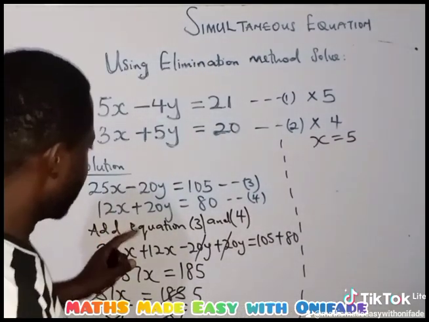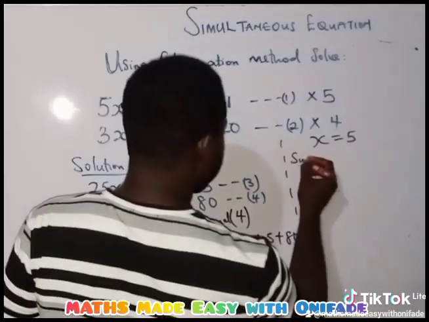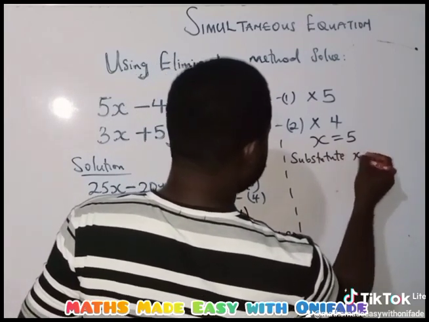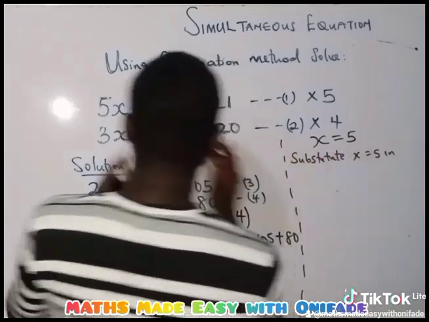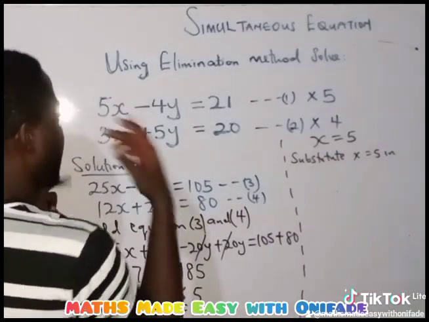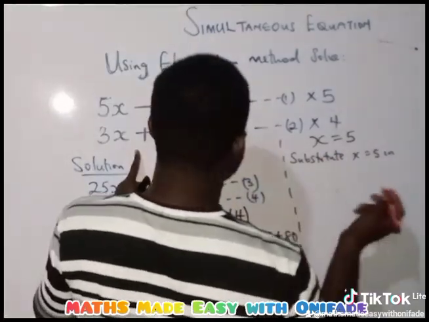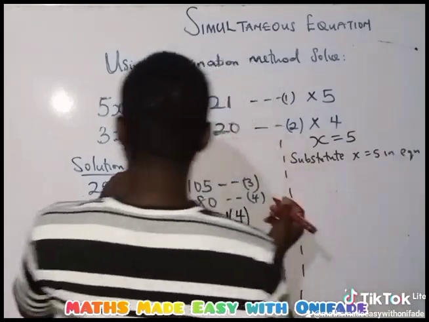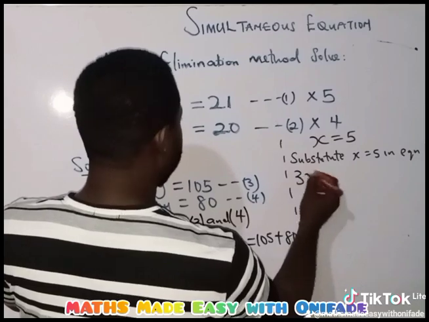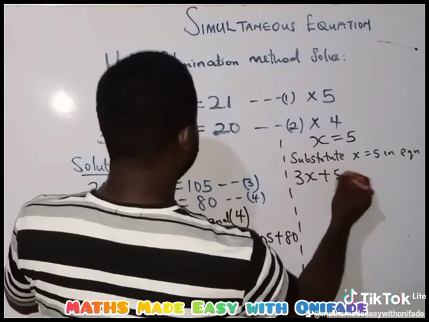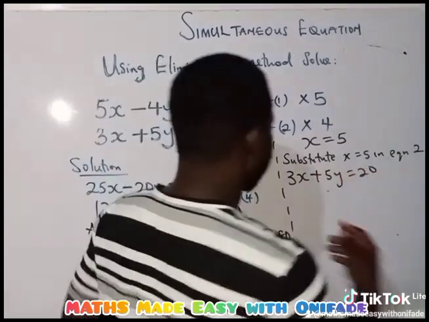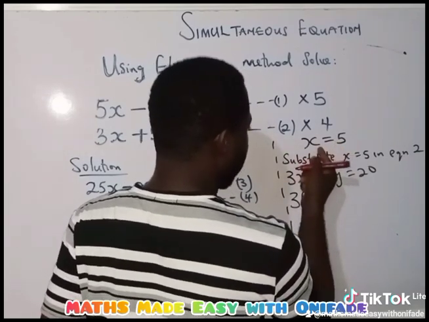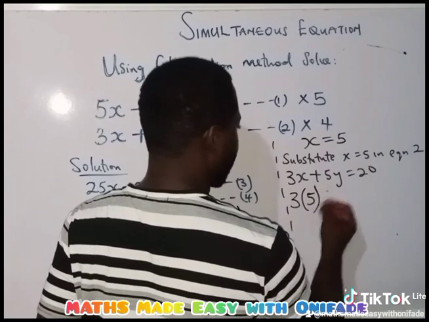Now, having gotten the value of x, the next thing is to substitute x equals to 5 in any of the equations. So I can use equation 1, I can use equation 2. So, okay, let me use equation 2. In equation 2, I'm going to have 3x plus 5y equals to 20. To substitute the value of x, I'm going to have 3 into bracket. That means anywhere you see x, you replace it with 5. So I'm going to have this.